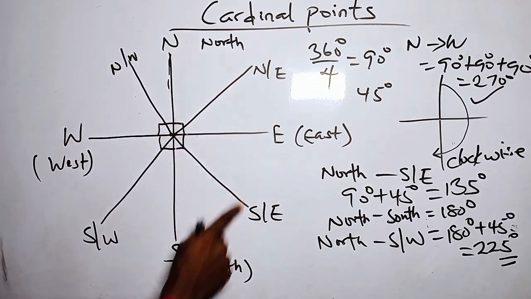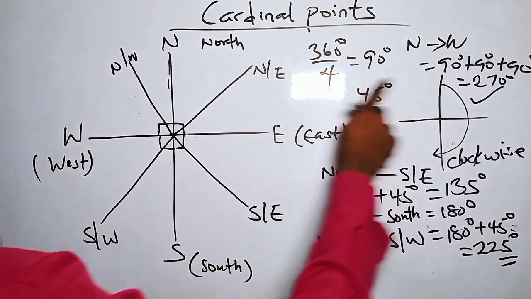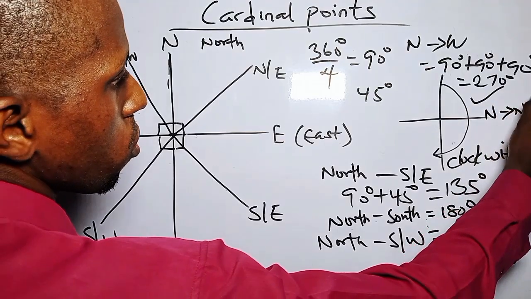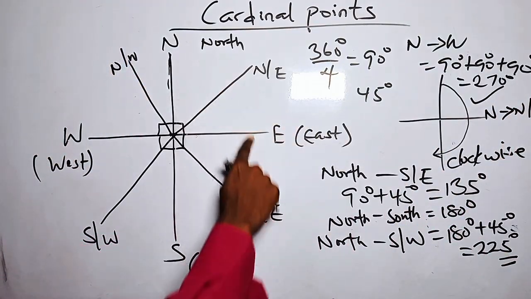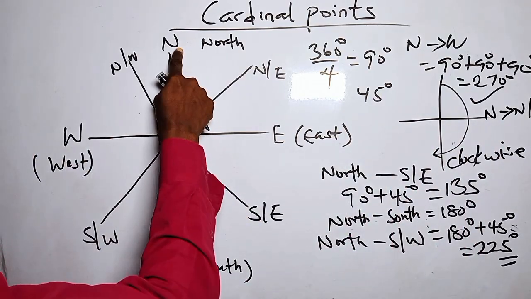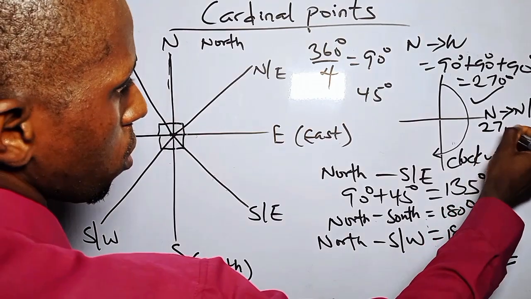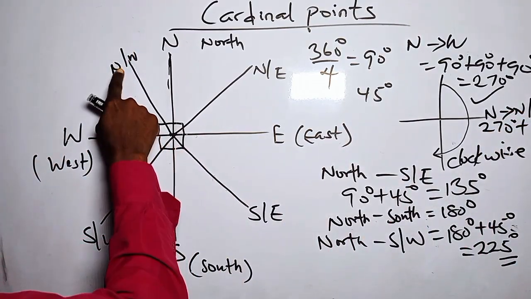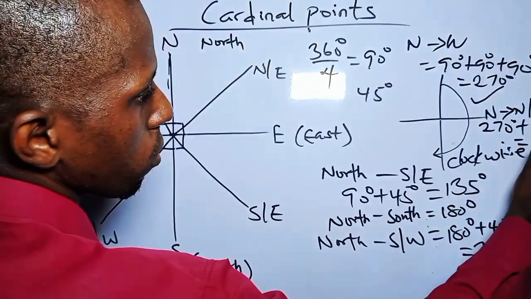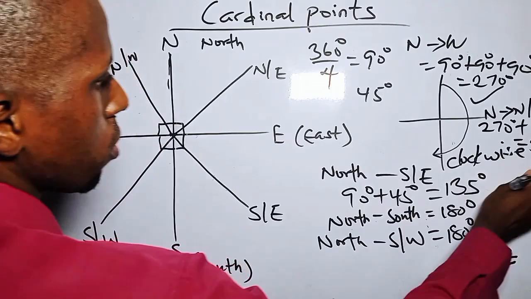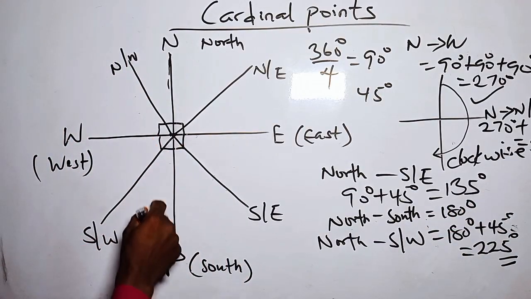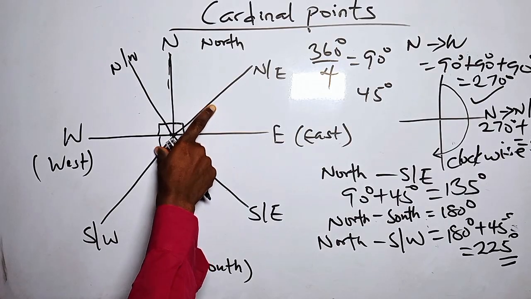So we can as well figure out the angle taken from north to northwest, since we know that from north to west is 270 degrees. So for us to know the angle taken from north to northwest in the clockwise direction, we have 270 from north to west, plus 45 degrees. When we add these, we have 315 degrees.